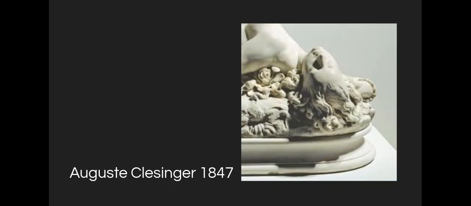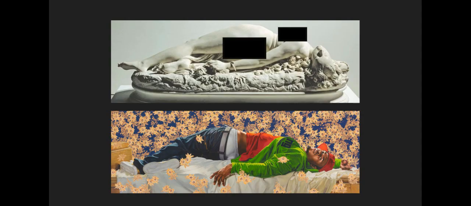And then we have this work. It's a sculpture by Auguste Clésinger, 1847. It's a woman being bitten by a serpent. Very tragic marble sculpture. And then we have Kehinde Wiley's rendition of it. He also did recreations of sculpture, which is really cool. Very beautiful piece. I love the colors in this one specifically.